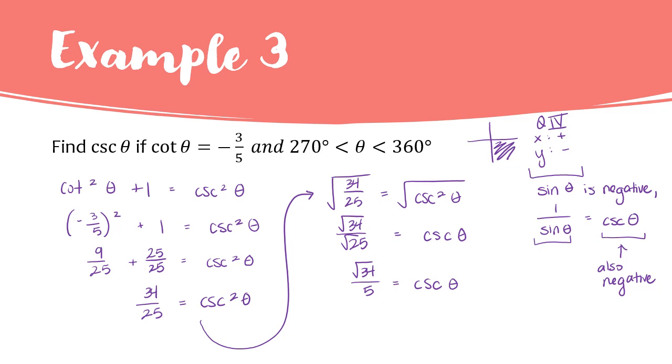So that means I just need to tack on a negative to my answer. Let's make that a little nicer. There's my nice little negative. So our answer in this case is the negative square root of 34 over 5 is equal to our cosecant of theta.